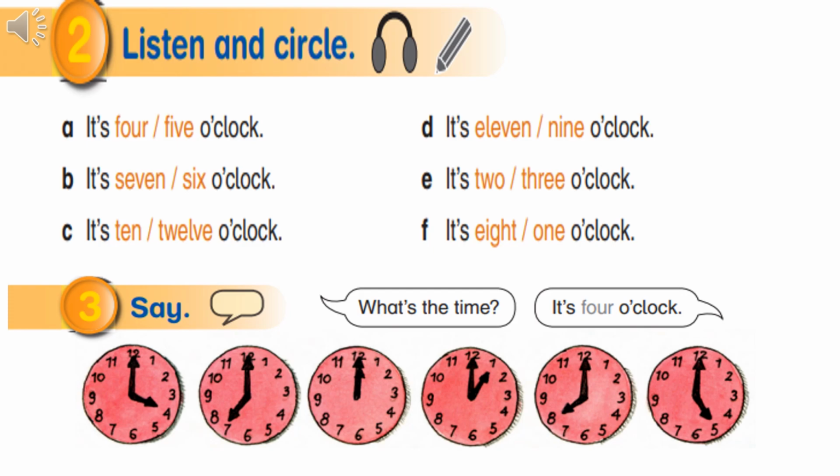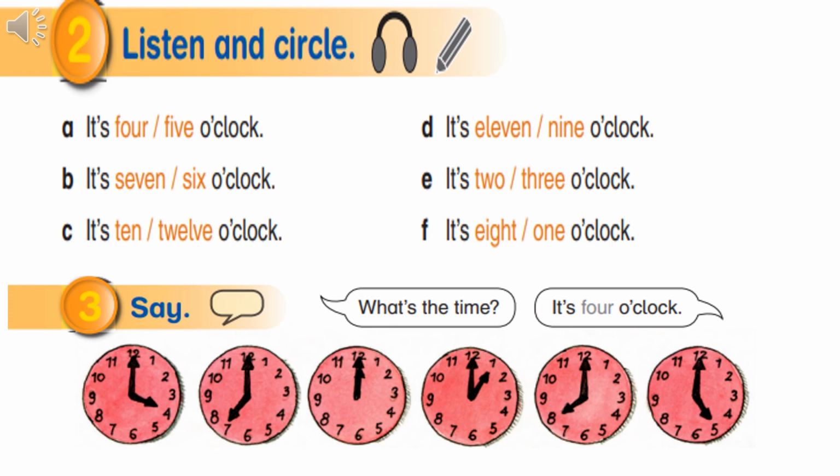So, A, it's 4 or 5 o'clock. B, it's 7 or 6 o'clock. C, it's 10 or 12 o'clock. D, it's 11 or 9 o'clock. E, it's 2 or 3 o'clock. F, it's 8 or 1 o'clock. I want you to listen again and check your answers.